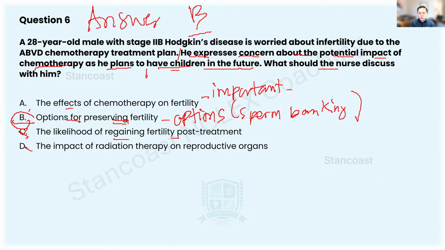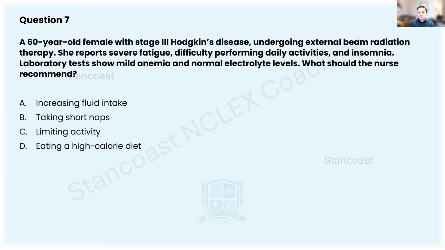Moving on to number 7. A 60-year-old female with stage 3 Hodgkin's disease undergoing external beam radiation therapy. She reports severe fatigue, difficulty performing daily activities, and insomnia. Laboratory tests show mild anemia and normal electrolyte levels. What should the nurse recommend?